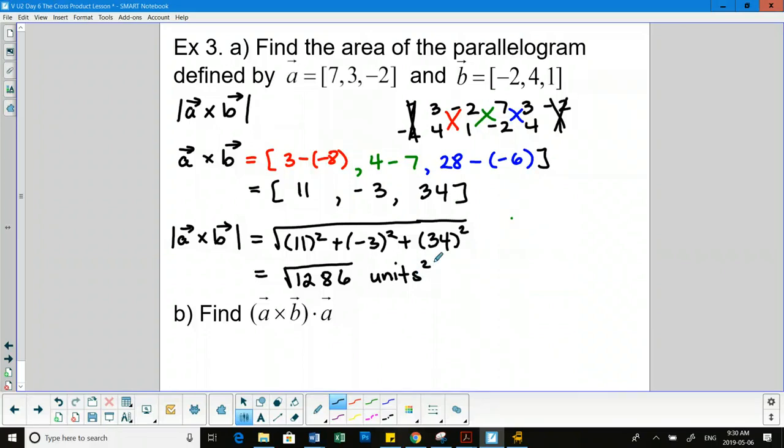Even if you're not given that this is measured in centimeters or whatever, you are going to say units squared at the end, because that's how we calculate area, right? Area is going to be something squared. So square units, basically, is what we'll just say.